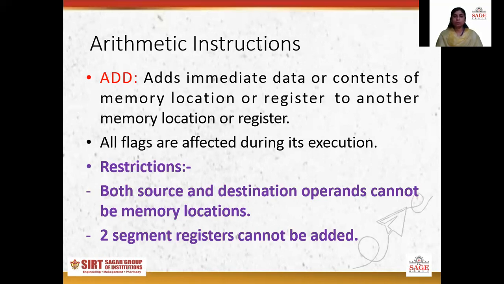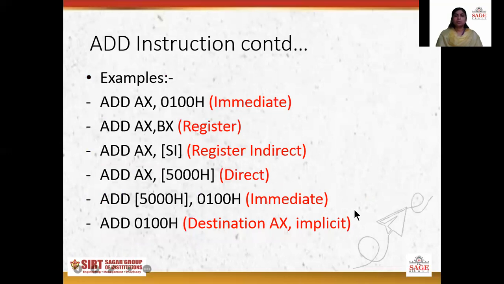The mnemonic used is ADD. This adds the immediate data, or the contents of a memory location or register, to another memory location or register. All flags are affected during its execution. The restrictions are that both source and destination operands cannot be memory locations, and two segment registers cannot be added. These are the two restrictions. Now, simple examples of the addition instruction.